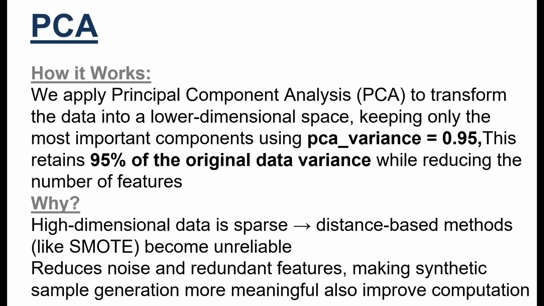Second, the PCA. Next, we apply principal component analysis to reduce the dimensionality of the data, retaining 95% of the original variance. In high-dimensional spaces, the data is inherently sparse. Distance-based methods like DSmote become unreliable because points that appear close in high dimensions may not actually be semantically similar. PCA compresses the feature space to the most informative dimensions, making distance measurement meaningful. It also removes noise and redundant features, leading to more realistic synthetic samples.